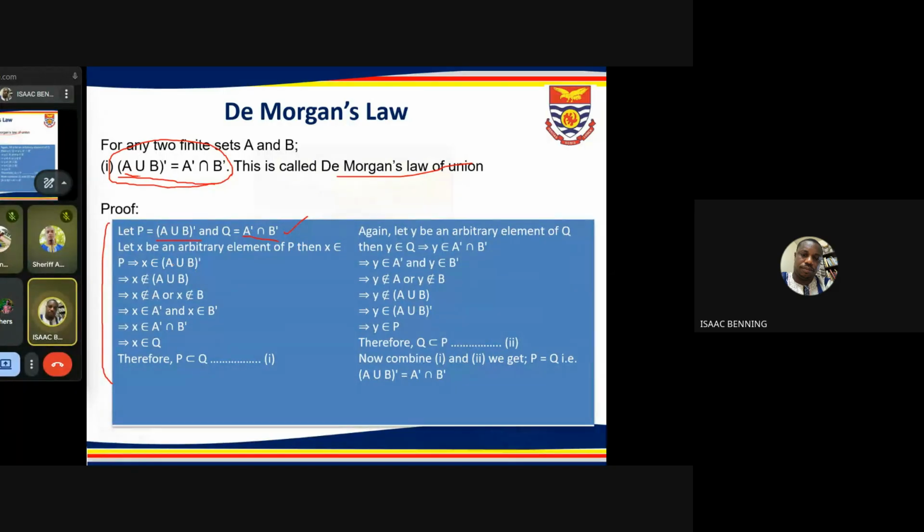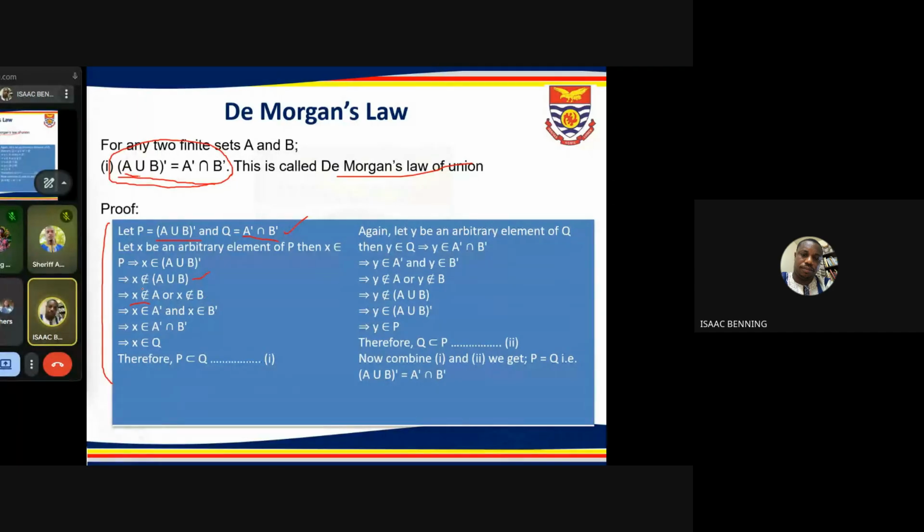Now, if X is a member of (A union B) complement, then we can say that X is not a member of A union B. Does that make sense? Yes, sir. Then if X is not a member of A union B, then we can say that X is not a member of A and X is not a member of B. Does that also make sense?